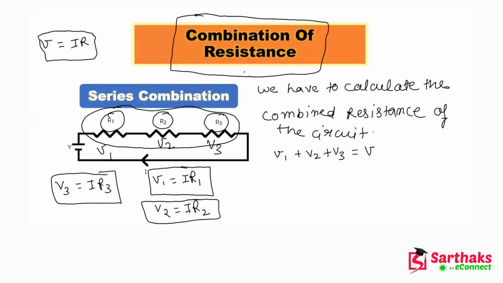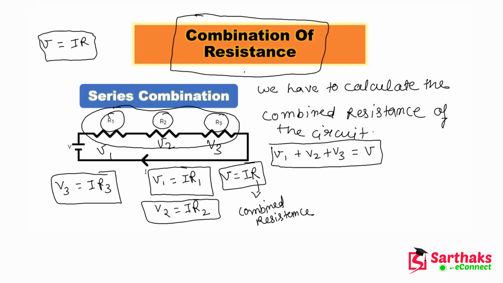Now, the value of V will equal the current I times the overall resistance. If I remove all these three resistances and in place of them connect a single resistance, that is R. It is the value of the overall resistance, or you can say the combined resistance. So now let's put all these values in this equation. Let's suppose this is equation number one.